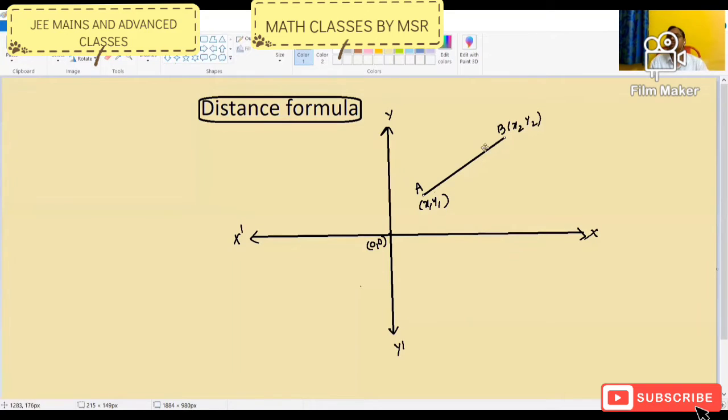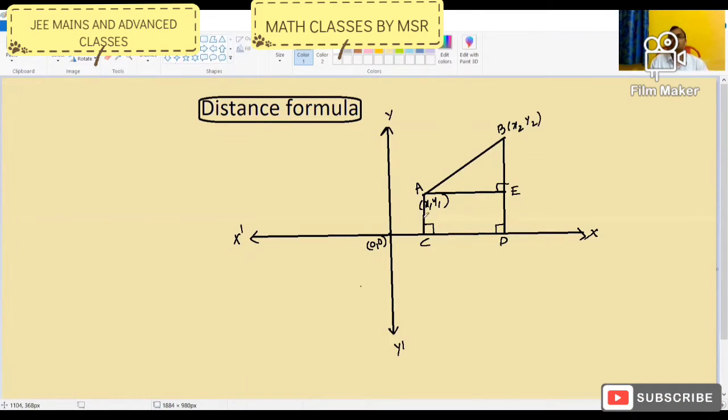Now to find the distance between them, I will drop perpendiculars from A to the x-axis as well as from B to the x-axis. Let us name these points C and D. Again from A to BD I will drop one perpendicular, and name this point E. So AC is perpendicular to the x-axis, ED is also perpendicular to the x-axis, and AE is perpendicular to BD.